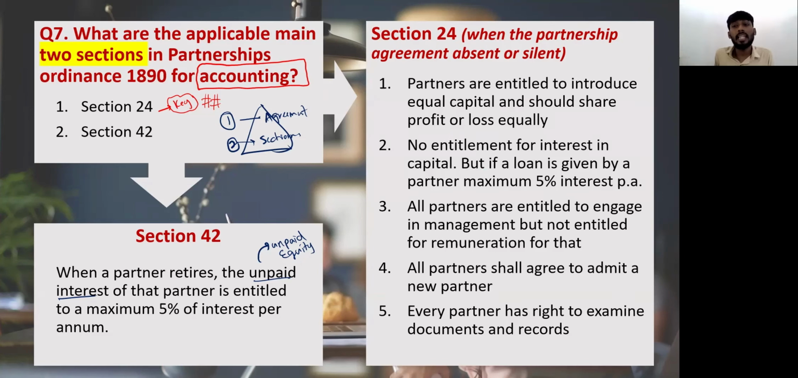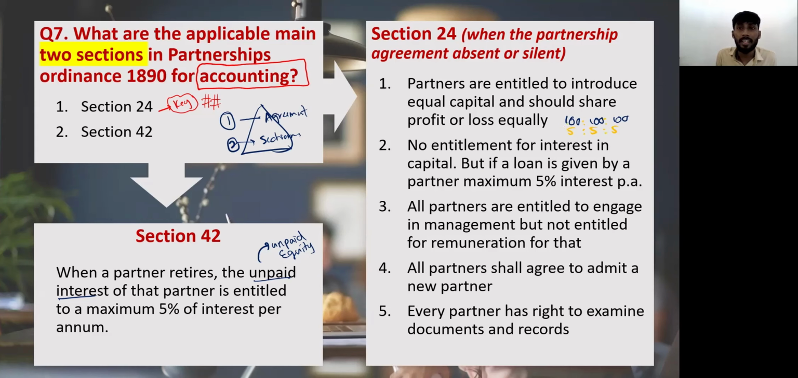First one, partners are entitled to introduce equal capital and should share profit or loss equally. That means partners need to introduce capital equally. If there are three partners, all three partners need to contribute to the capital like this: 100, 100, 100, not 1000, 100, 100, 100. Then when sharing the profit also, the profit needs to be shared equally. So 5, 5, 5.